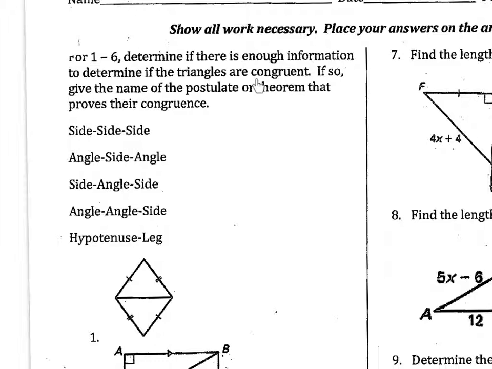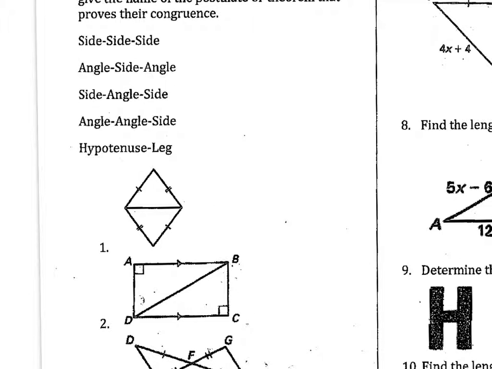Okay, gang, so for numbers 1 through 6, you have to determine if there's enough information to prove that two triangles are congruent. If there is, you have to write the postulate or theorem. Here are your postulates and theorems: side-side-side, side-angle-side, angle-side-angle, angle-angle-side, and hypotenuse-leg. Those are your choices. It's like a word bank.